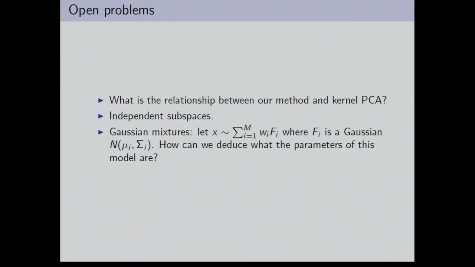A more vague, hand-wavy question is, what is the relationship between our method and kernel PCA? It looks a lot like it, but it's not quite the same thing because when you do kernel PCA, you end up with a... So I think it looks similar, but I'm not sure what the connection is there. And of course, the Gaussian mixtures. Okay, and I think that's it.